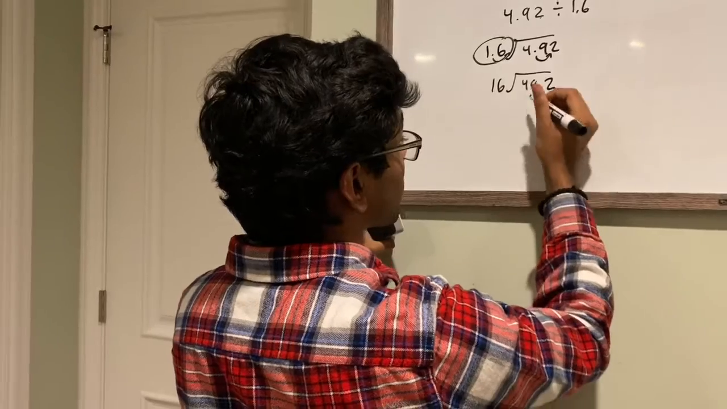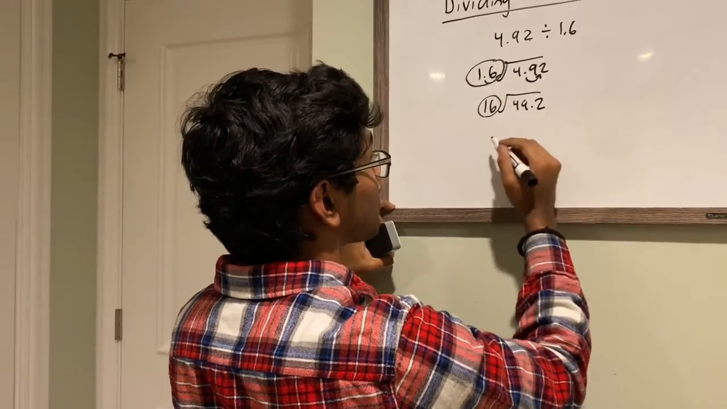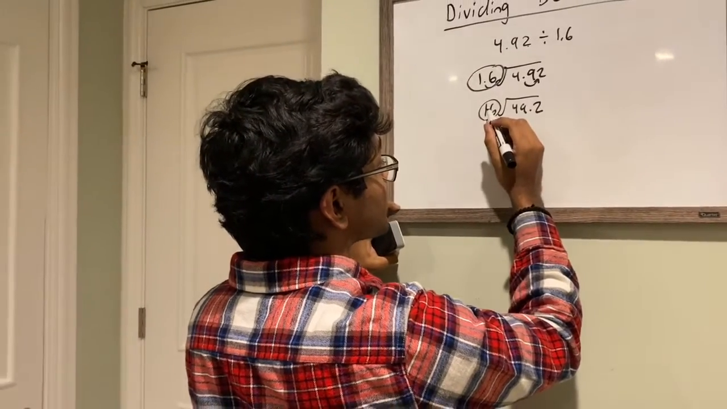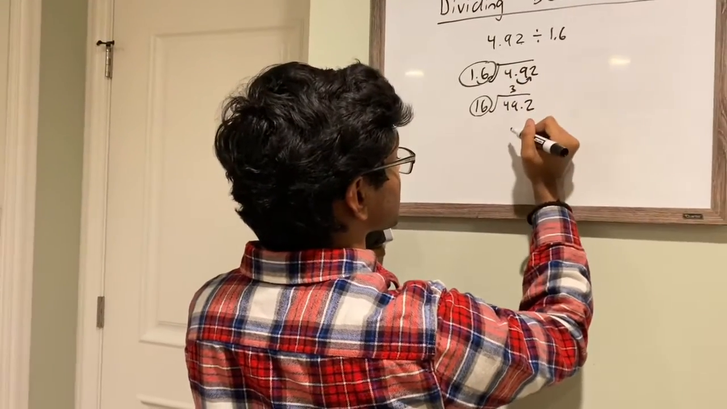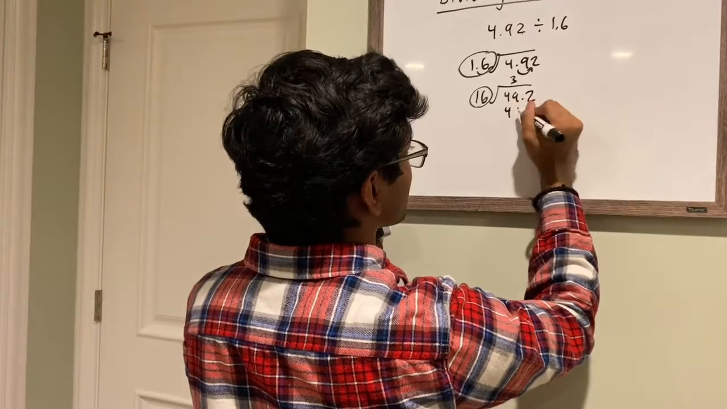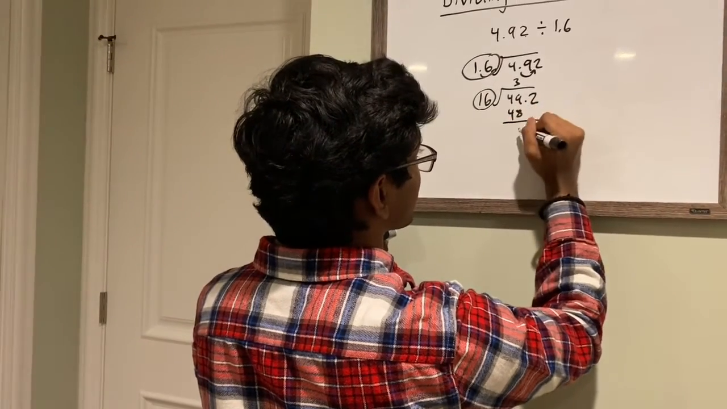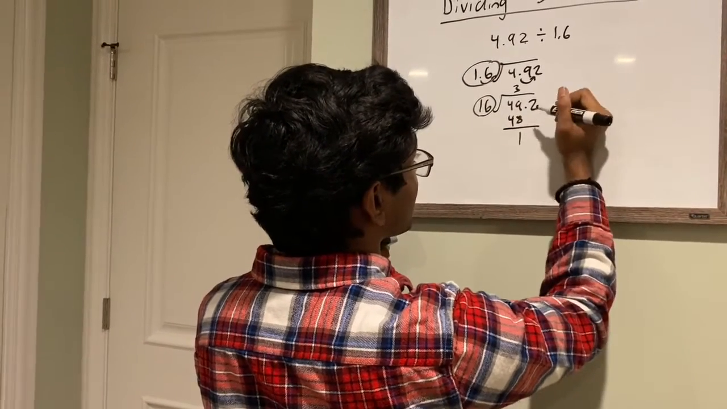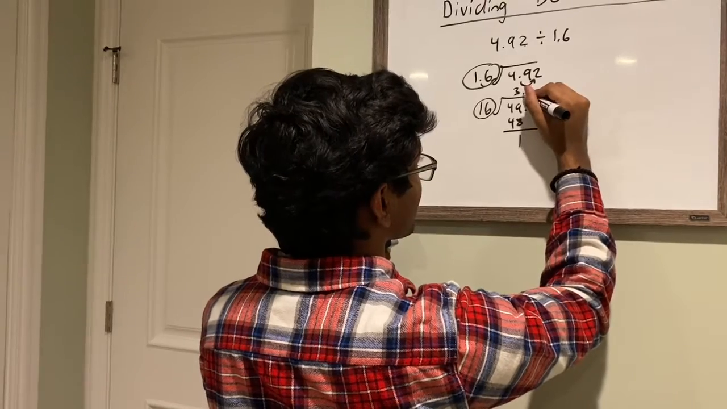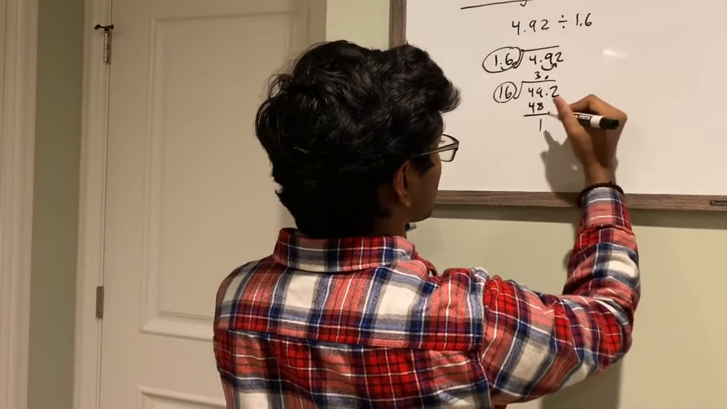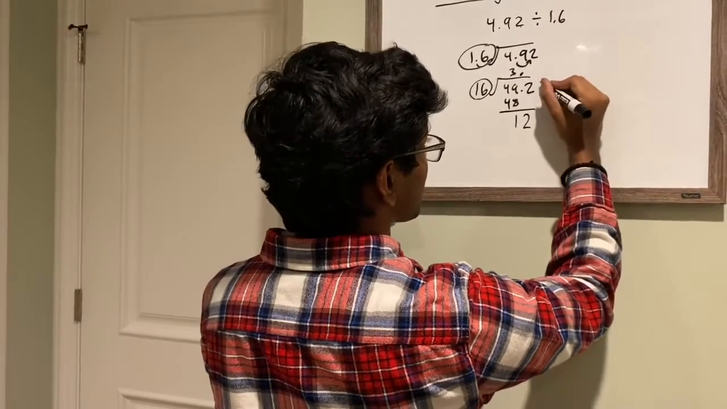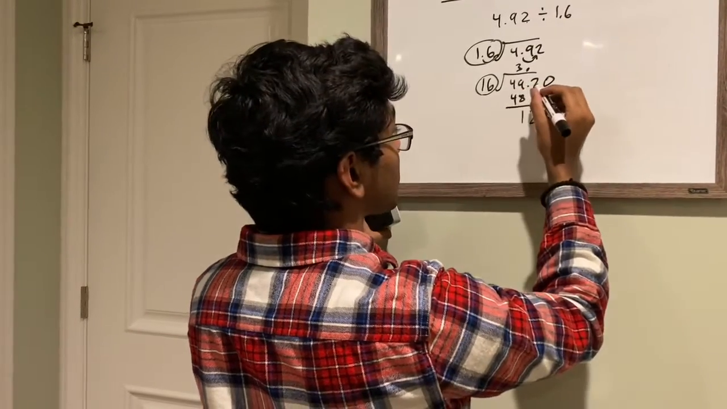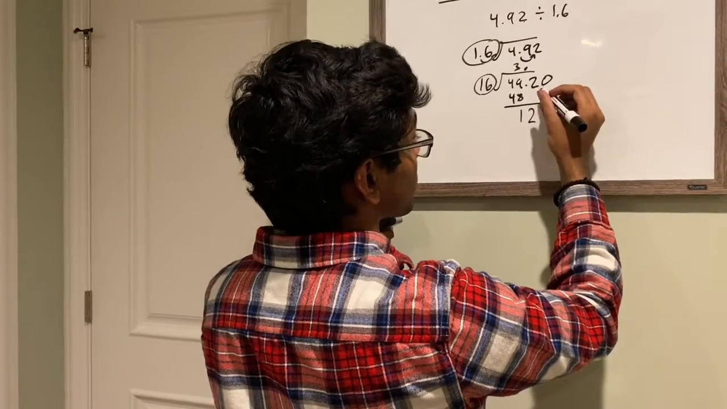And now we can go about dividing because this is now a whole number. So we would see how many times 16 goes into 49. It goes into 49 3 times. So 3 times 16 is 48. So we have a remainder of 1. And now we have our decimal, so we place our decimal where it aligns, right there. And now we bring down the 2, but 16 does not go into 12 any times. So now we can bring down the 0, because 49.2 is equal to 49.20.